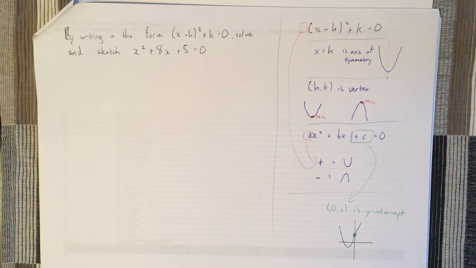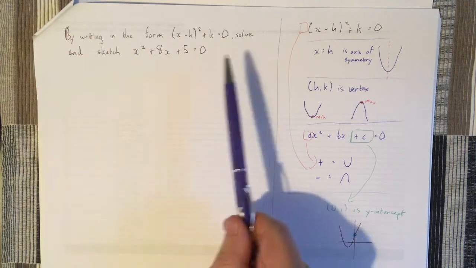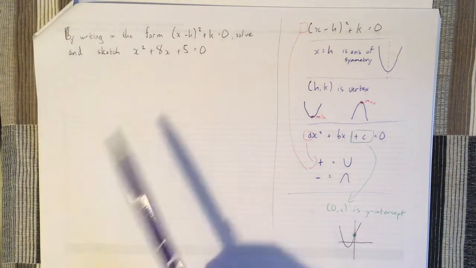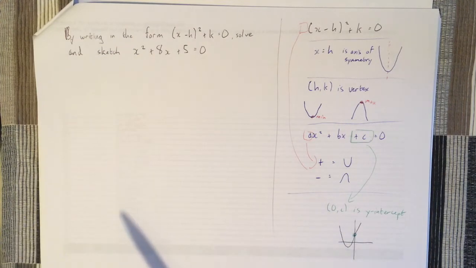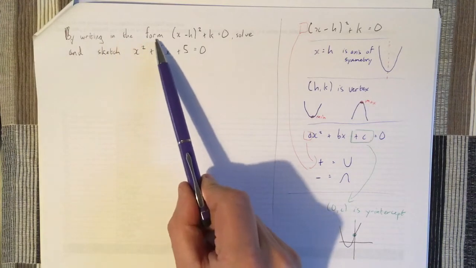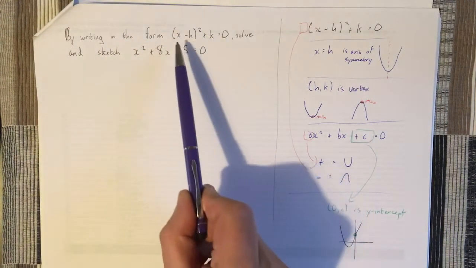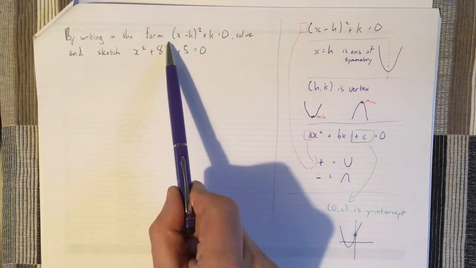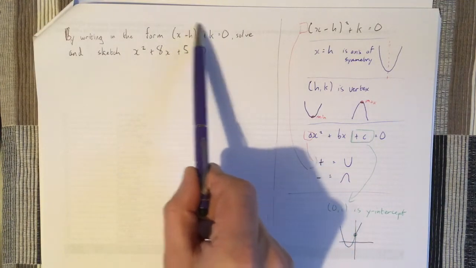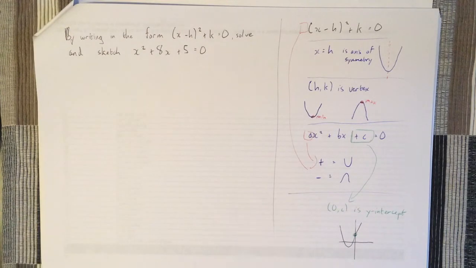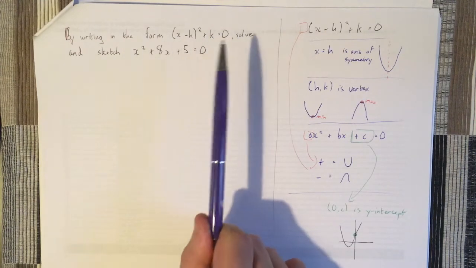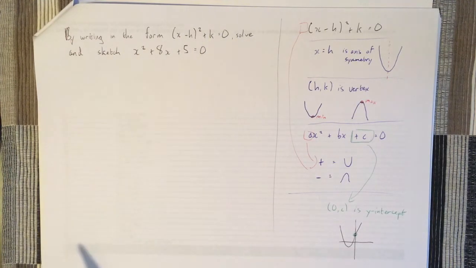All right, so I'm just going to run through very quickly using completing the square to both solve and sketch a quadratic equation. Okay, so an exam question could say completing the square. I think it's more likely to say something like by writing in the form x minus h squared plus k equals 0. So this here is your completed square form. Okay, so I think you're more likely to see this than the phrase completing the square. So I'm going to use it to solve and then sketch this quadratic.